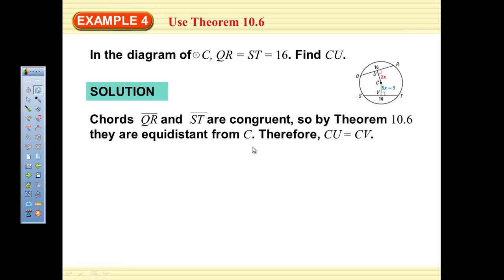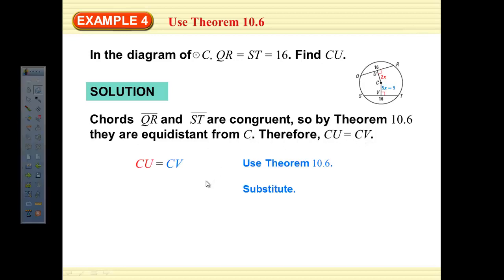So again, we know QR and ST are congruent, so therefore they're equidistant from C, so CU and CV are equal. We set them equal and solve. We get x equals 3. We plug it in to get CU equals 6.